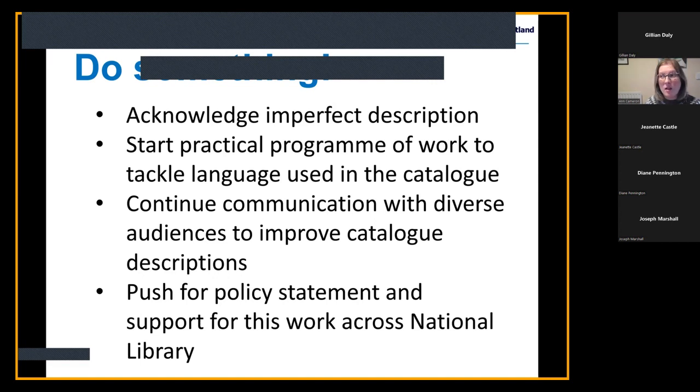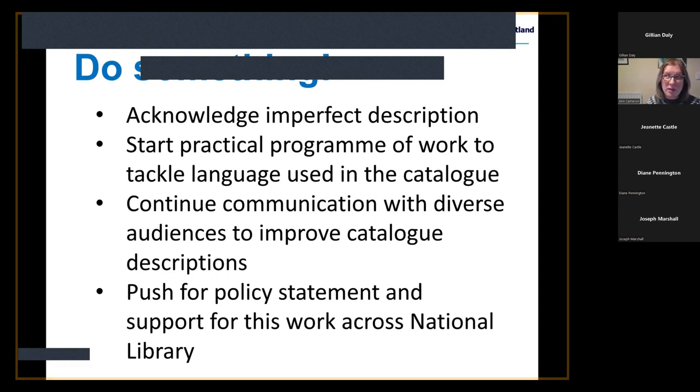I think that's one of the strengths of the moving image catalogue, that it isn't just a professional's view. We're not tied down to the Library of Congress subject headings as much as other areas of the library, and that was why we were able to possibly look at how we change things and tweak things.